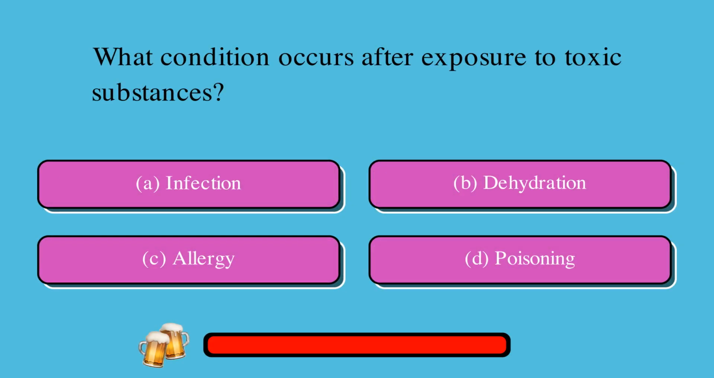What condition occurs after exposure to toxic substances? A. Infection, or B. Dehydration, or C. Allergy, or D. Poisoning? The correct answer is D. Poisoning.